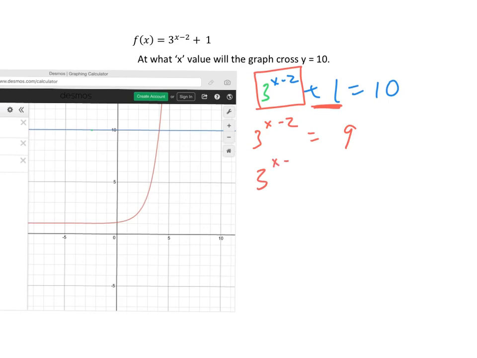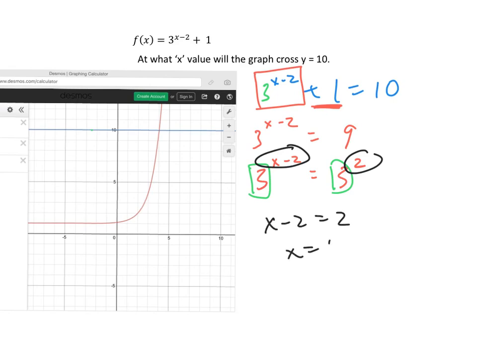And over here, then we can change bases. So 9 becomes 3 squared. And now if you notice, our bases are the same. And so now we want the exponents to be the same. In other words, x minus 2 is equal to 2. You bring the 2 over, x equals 4.